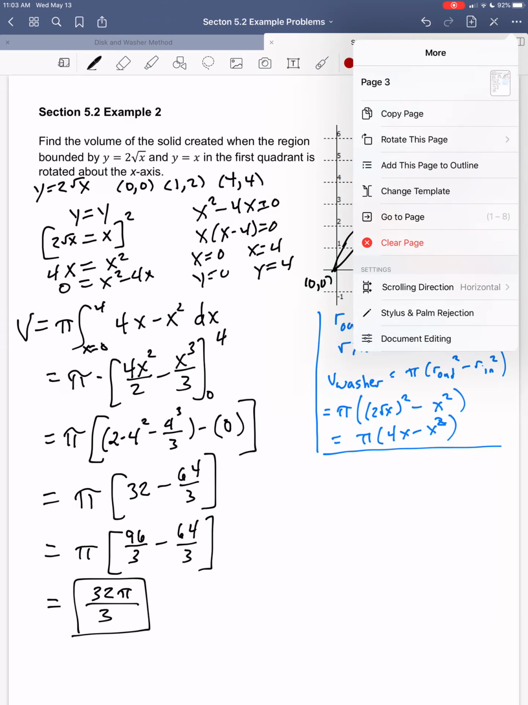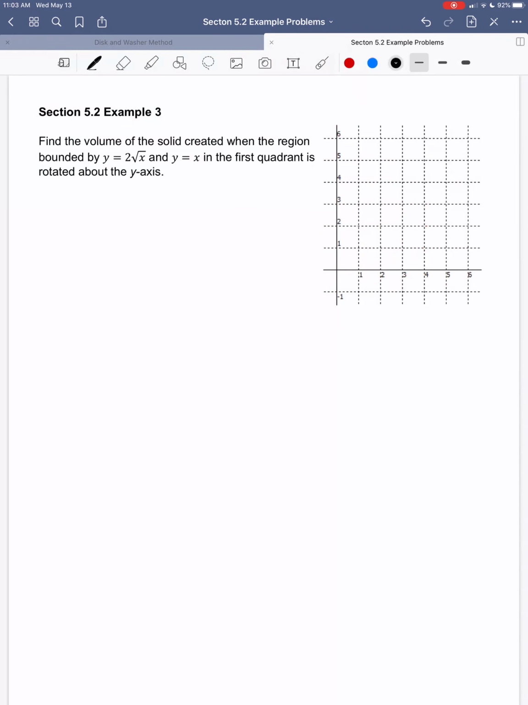Now, if I look at this, and I take the same situation, the same region, so I'm still going to have this line y equals x, and I'm still going to have this 2 square root of x graph. It's going to come up here and again go through 4, 4. The difference here is that I'm rotating now about the y-axis. So I want my rectangles to be perpendicular to that. That means my rectangles are going to have to look like this. And there's going to be a little delta y instead of delta x.